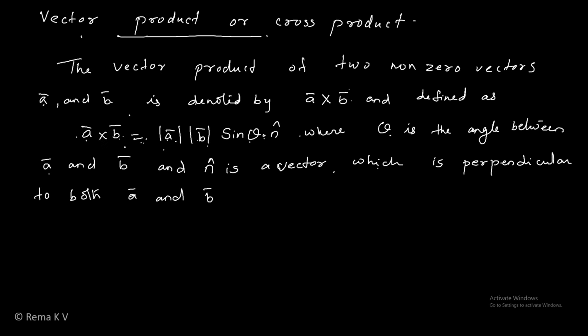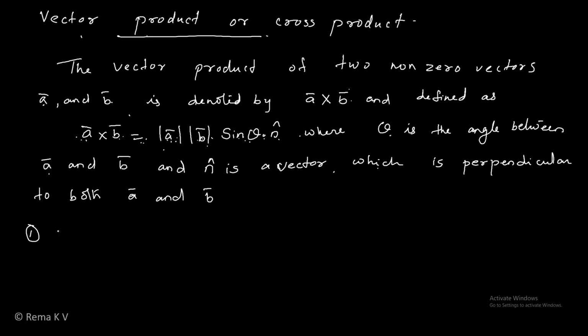So the definition of cross product is modulus A into modulus B sin theta n cap. The dot product of two vectors is defined as A dot B is equal to modulus A modulus B cos theta, and the cross product is defined as A cross B is equal to modulus A modulus B sin theta n cap. From this definition itself, we can say that A cross B is a vector, as n cap is there.